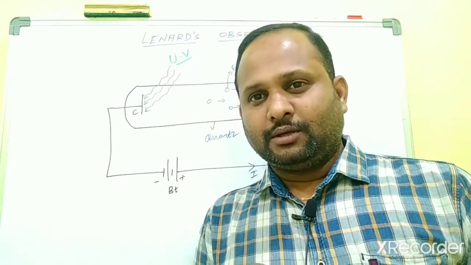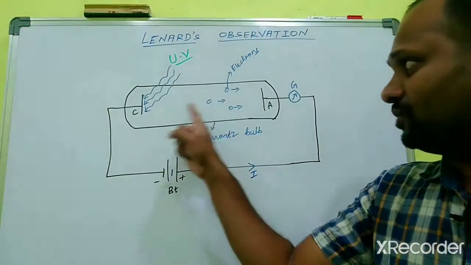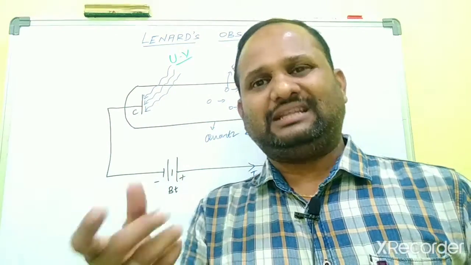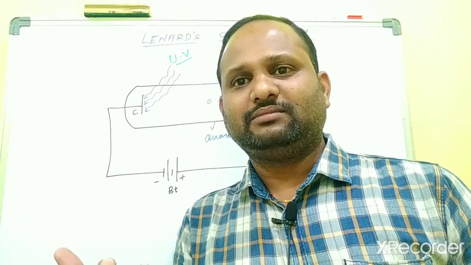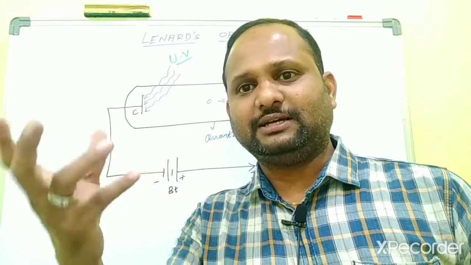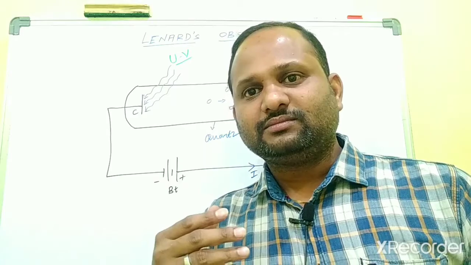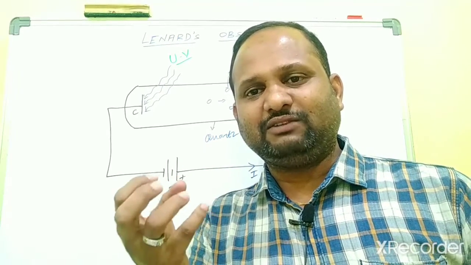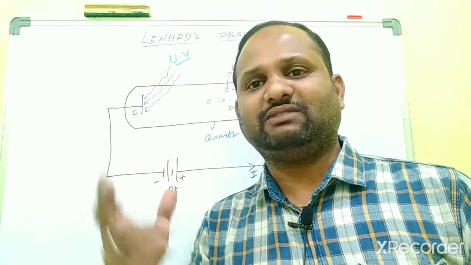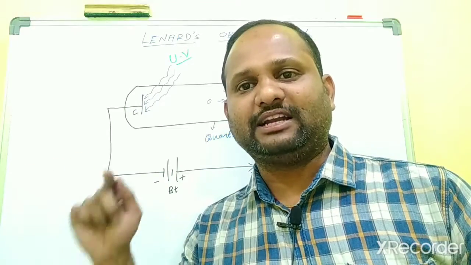Here the electrons are normal electrons, that is nothing but free electrons. Free electrons are ejected. We know very well, free electrons are present in the outermost orbit. So they have less influence of the nucleus, so they can be easily ejected when ultraviolet rays or any electromagnetic waves are incident on them.